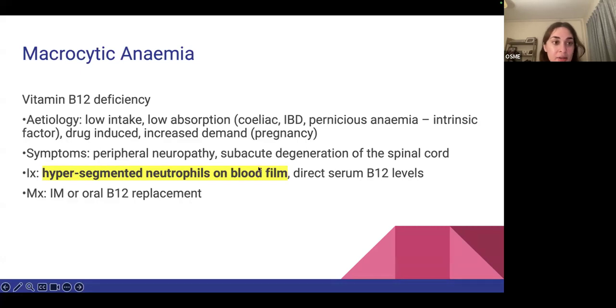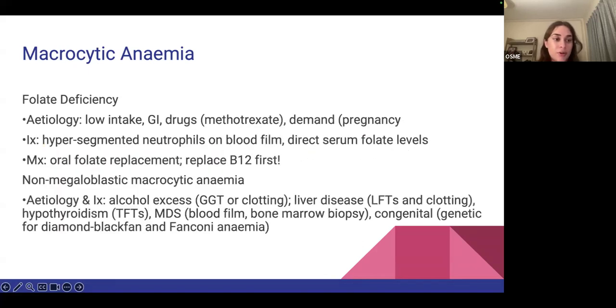In quite severe cases of B12 deficiency, they might present with the subacute degeneration of the spinal cord. So folate deficiency, the causes again are like iron deficiency, where it's either low intake, a gastrointestinal defect, so kind of conditions that cause poor absorption or just interference with absorption.